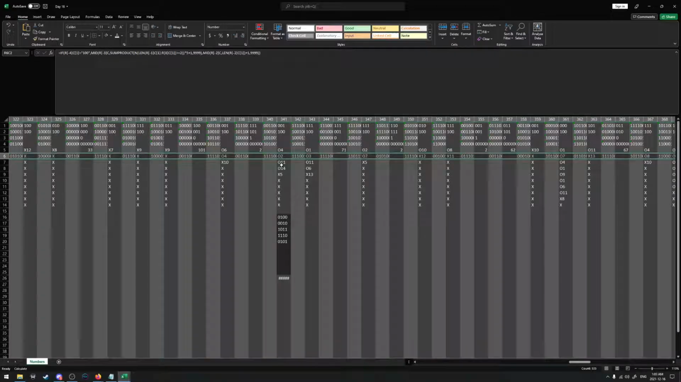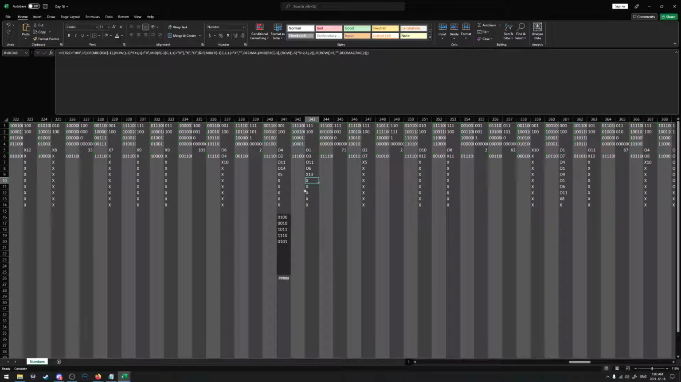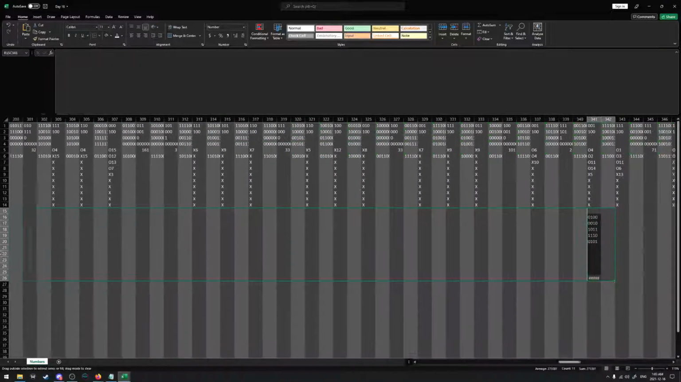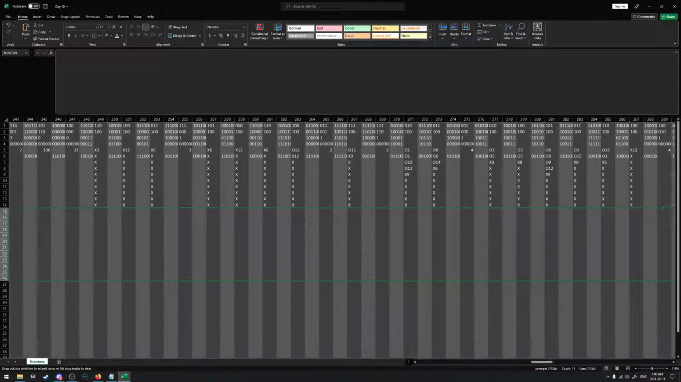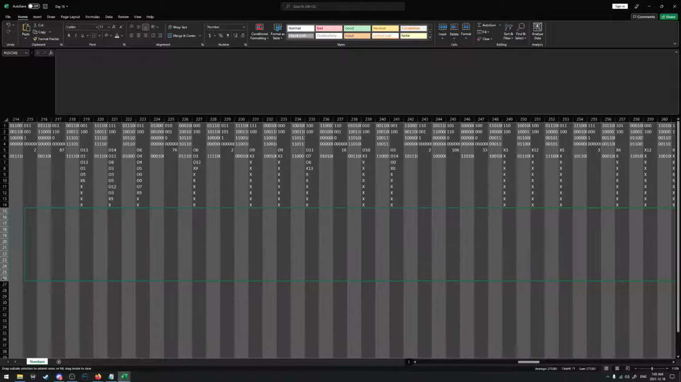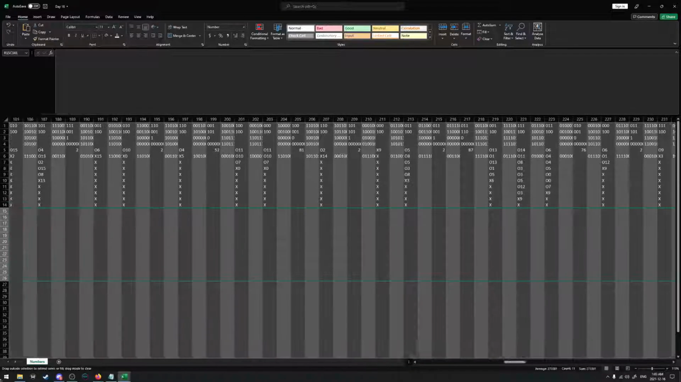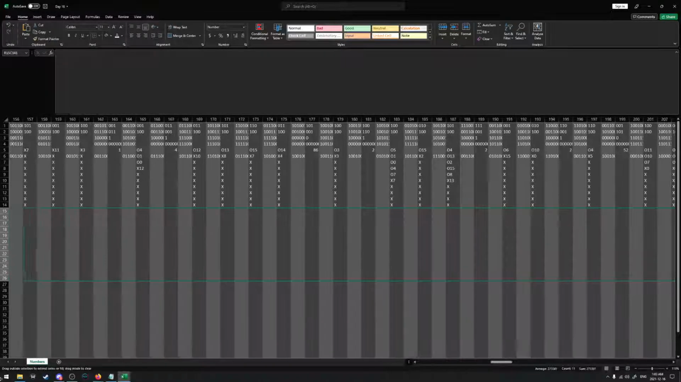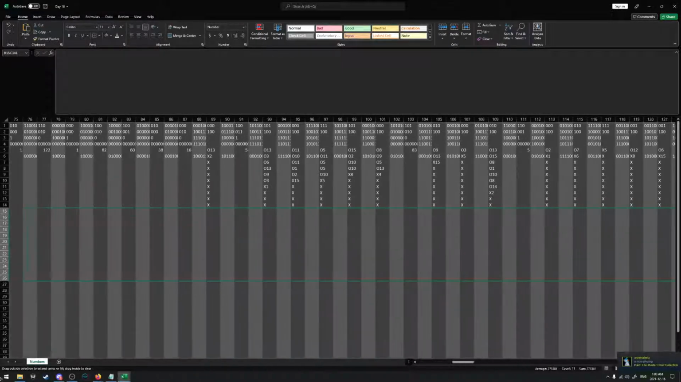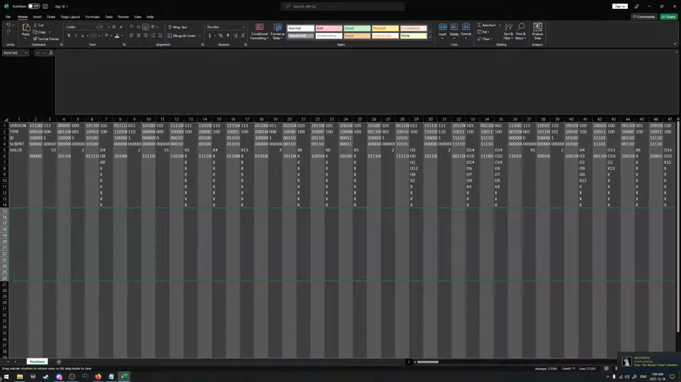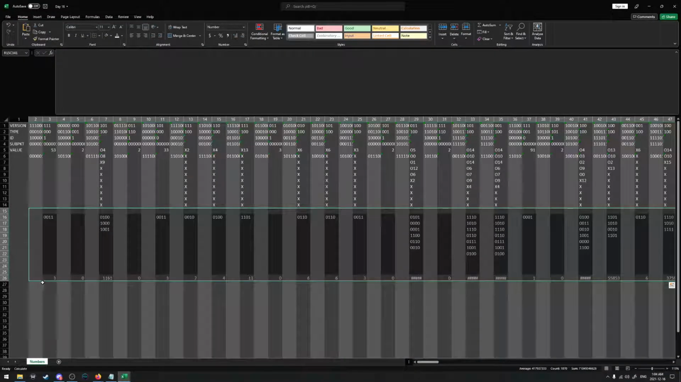Okay, then we come here. Nothing else changed except this, which I will grab like that, which I will drag all the way to the left. And it's going to take a while, I'm aware. 18, 17, 16, 15, 14, 13, 12, 11, 10, 9, 8, 7, 6, 5, 4, 3, 2, 1. Just go right there. Screw it. Okay.